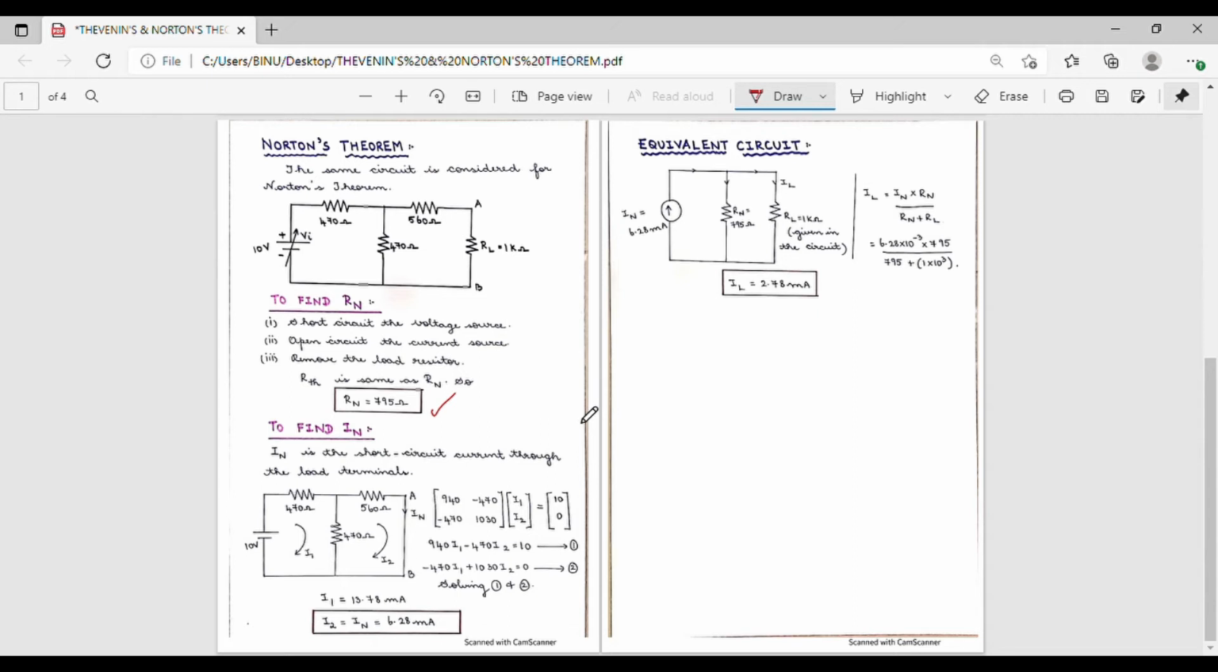The next parameter that has to be found in order to form the Norton's equivalent circuit is the Norton's current IN. IN is the short circuit current that is flowing through the load terminals. In order to find the Norton's current, we are going to just remove the load resistor and short circuit the load terminals across AB, and the current that is going to flow through the short circuited path AB is found to be the Norton's current IN.